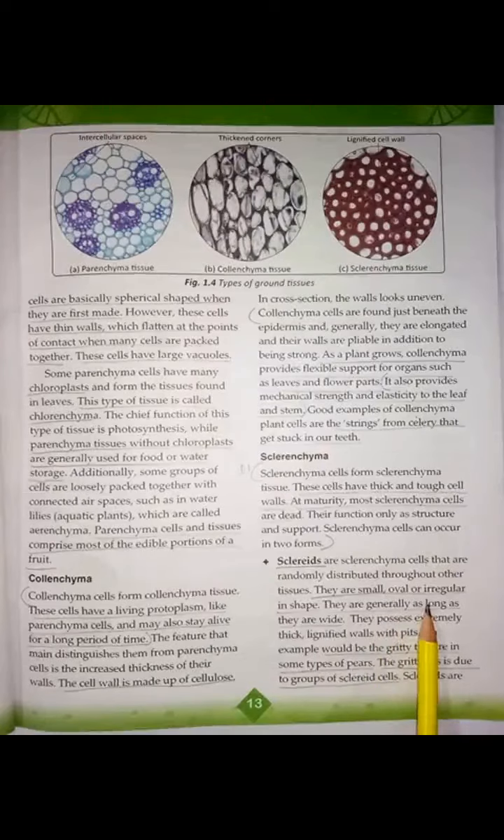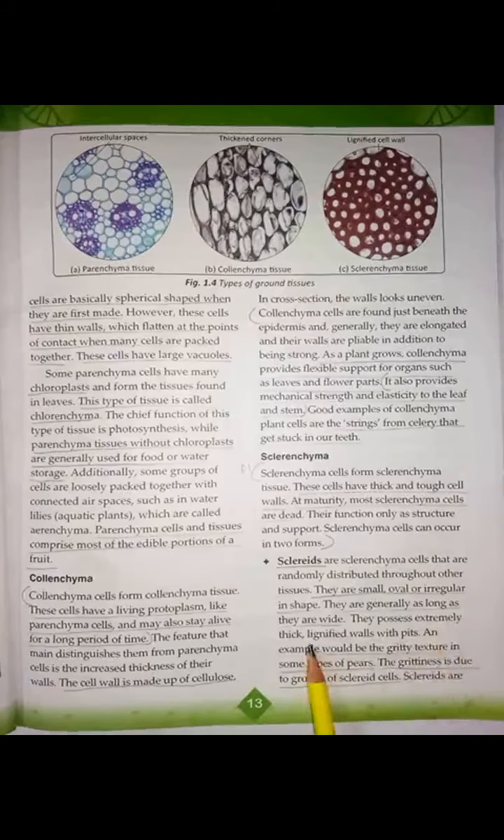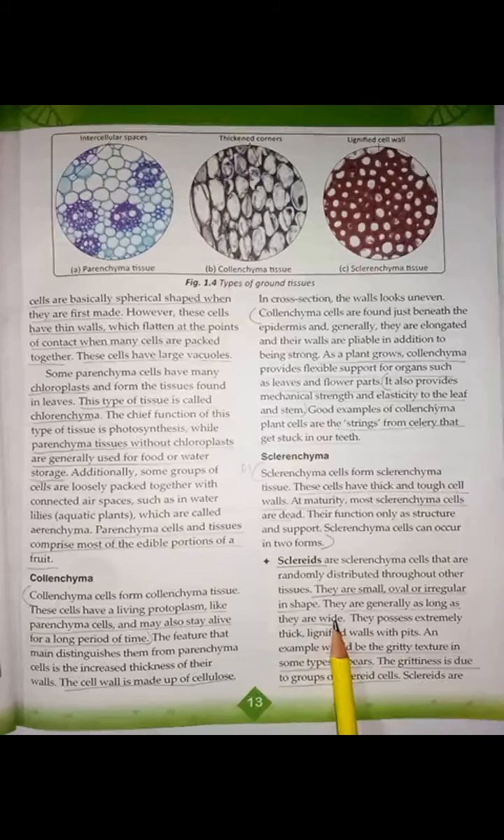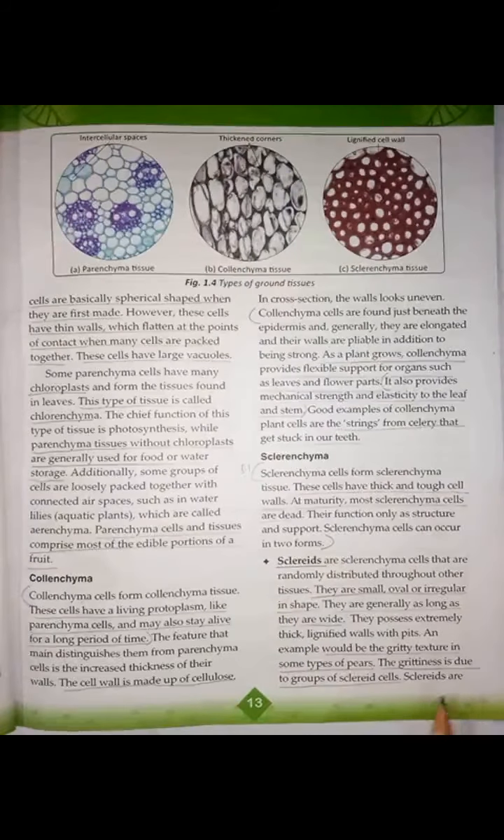Sclereids are small, oval and irregular in shape. They are generally as long as they are wide. So you can say that their length and their width are the same. Now you can find them in the pear. You might have seen that a pear has a gritty texture. That is, it has some roughness in it. So that gritty texture of the pear is because of the presence of sclereids. The grittiness is due to the group of sclereid cells which are found inside the pear.